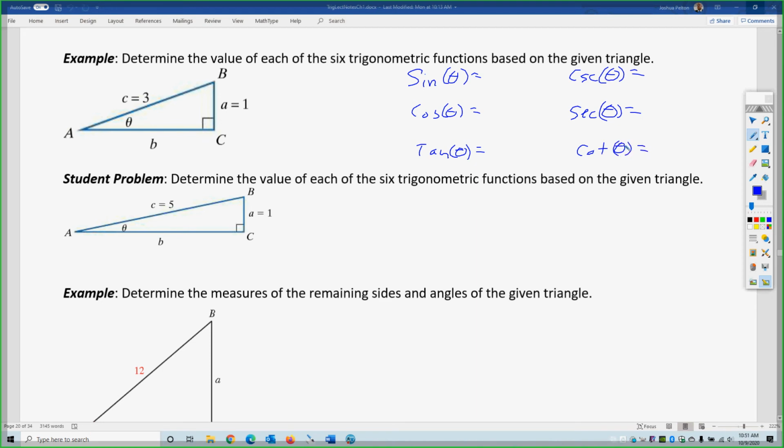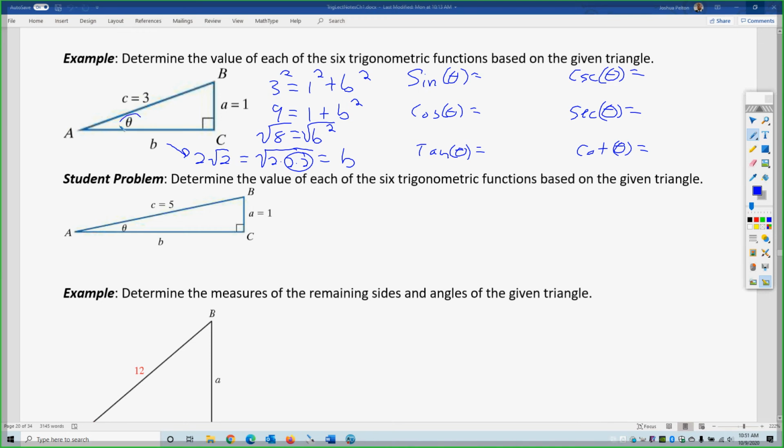Alright, so in this case we're missing a leg, so c squared equals a squared plus b squared. So 9 equals 1 plus b squared. If I subtract 1, I get 8. So I square root both sides. So I get the square root of 2 times 2 times 2. I get a pair of 2's that can come out. So I get 2 root 2 is my side for b.